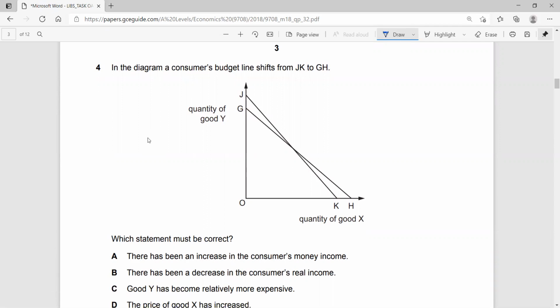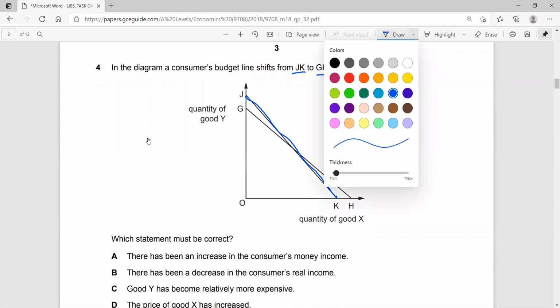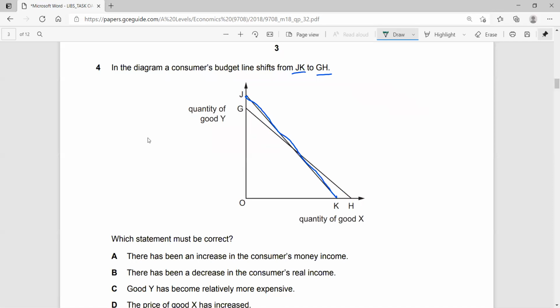In the diagram, a consumer's budget line shifts from JK to GH. So JK, this one, was the initial budget line, and then it shifted to GH. Before we proceed, let's give some background regarding what the budget line signifies. The gradient of the budget line, again, my apologies for my terrible handwriting, is minus the price of good X, or whatever good is on the X-axis, divided by the price of good Y. So again, here are quantities, but the budget line shows the ratio of the prices.